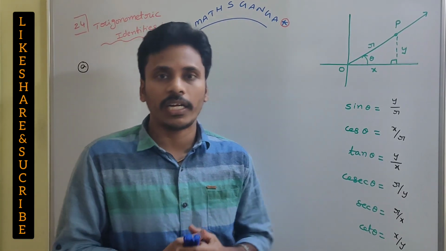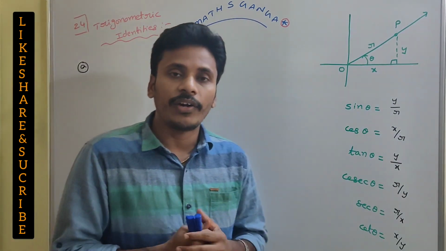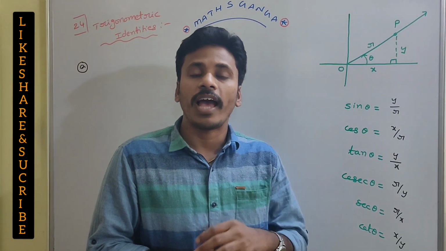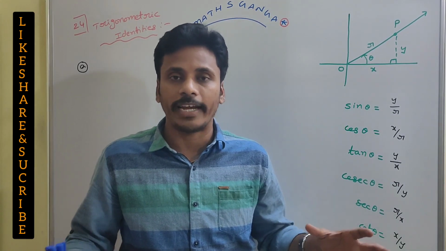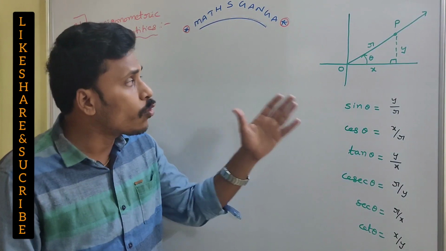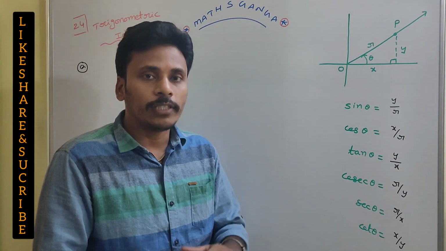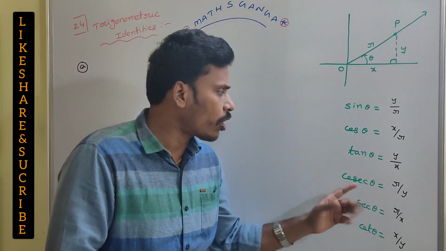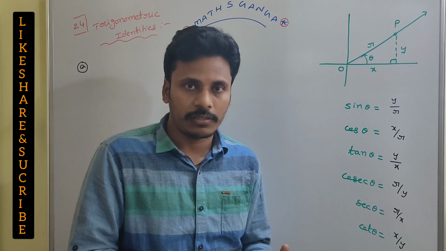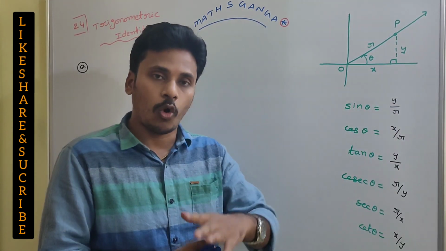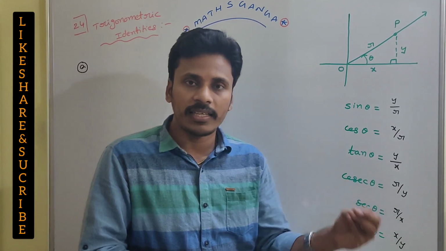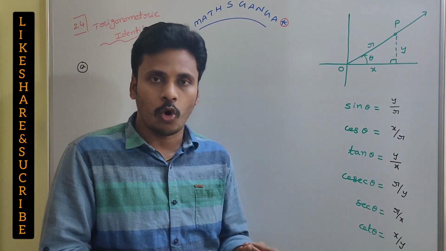If we have a right angle triangle, the square of the hypotenuse is equal to the sum of the squares of the other two sides of the triangle. So, we know the definitions of sin theta, cos theta, tan theta. Sin theta is the y coordinate by r, cos theta is the x coordinate by r, whereas tan theta is the y coordinate by x coordinate.